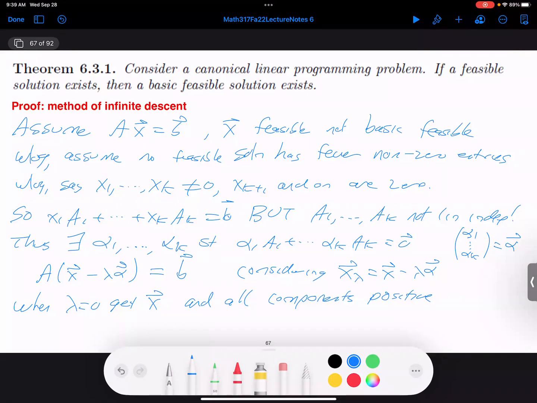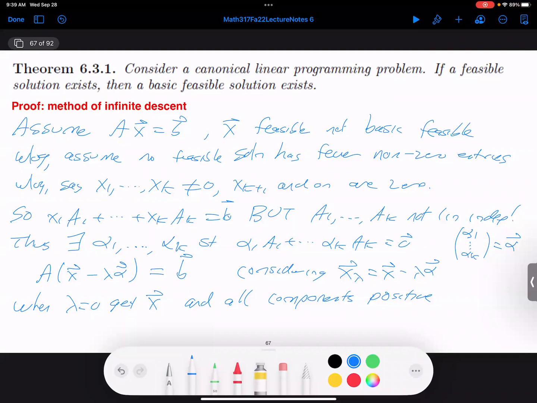What happens as I increase lambda? What happens to the components of x(lambda)? What happens to x minus lambda alpha? If all the components of x are positive and all the components of alpha are positive, as lambda increases, what must happen at some point? Before it becomes negative, something must hit 0. It might be several components hitting 0 simultaneously, but as I increase lambda, at least one component becomes 0 and everything else is still positive.